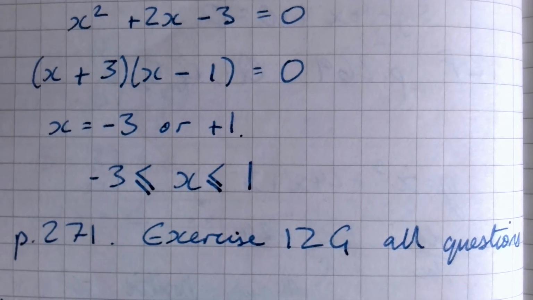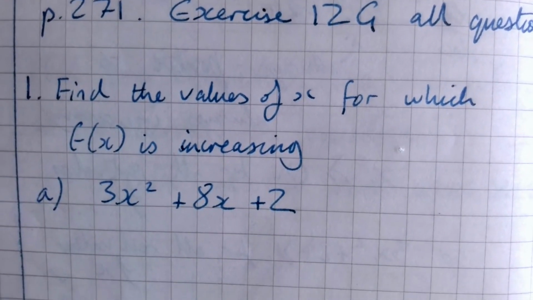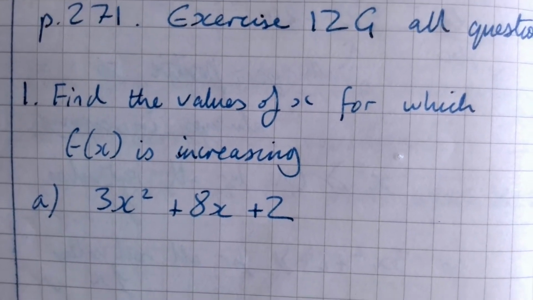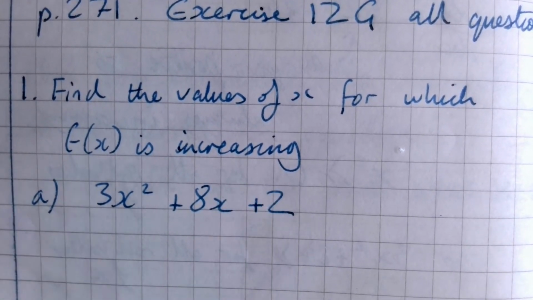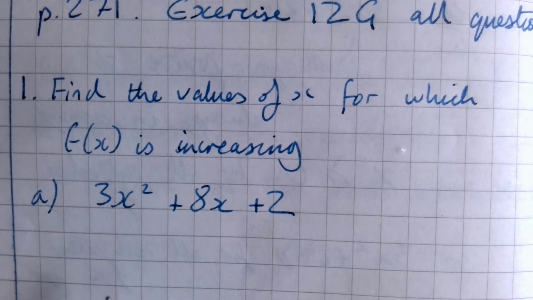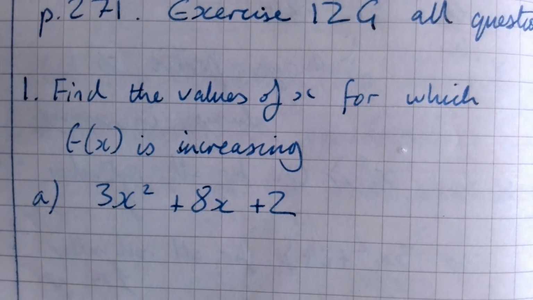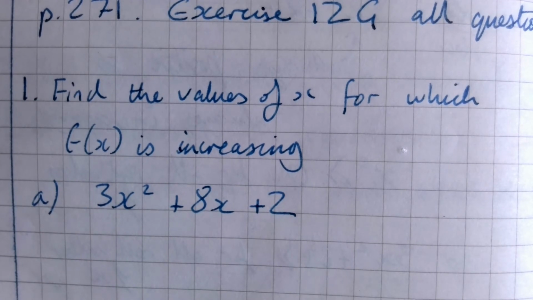And to get us started, I'd like you to have a little look at the first one, write that down: find the values of x for which the function f of x is increasing for 3x squared plus 8x plus 2. So pause it, have a little go, and then see what I've got for you.